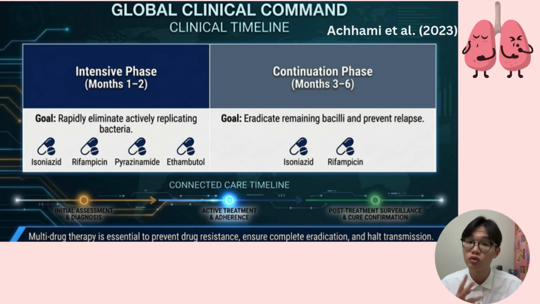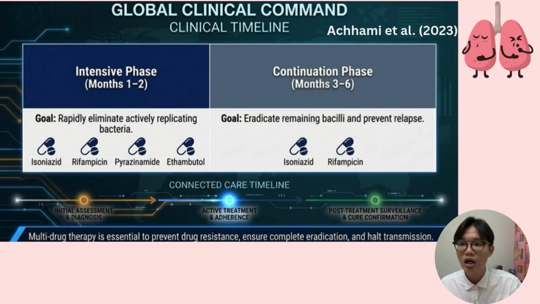Treatment was divided into 2 phases. The first phase is called the intensive phase, lasting for 2 months, which aims to rapidly eliminate the actively multiplying bacteria in our lungs. This is followed by the continuation phase for approximately 4 to 6 months to eradicate the remaining bacteria and prevent relapse.